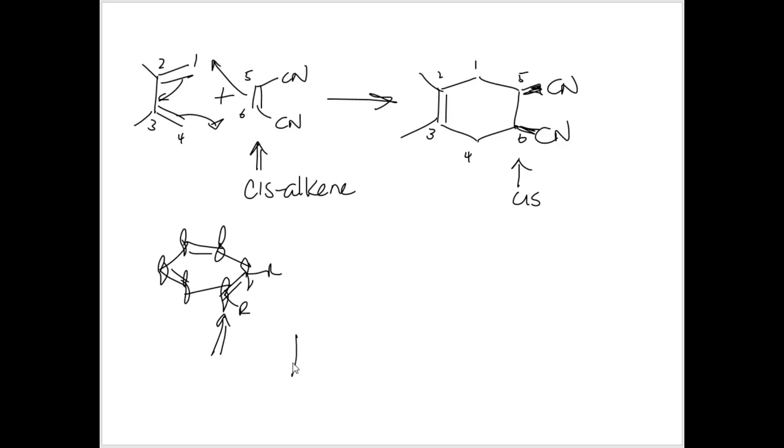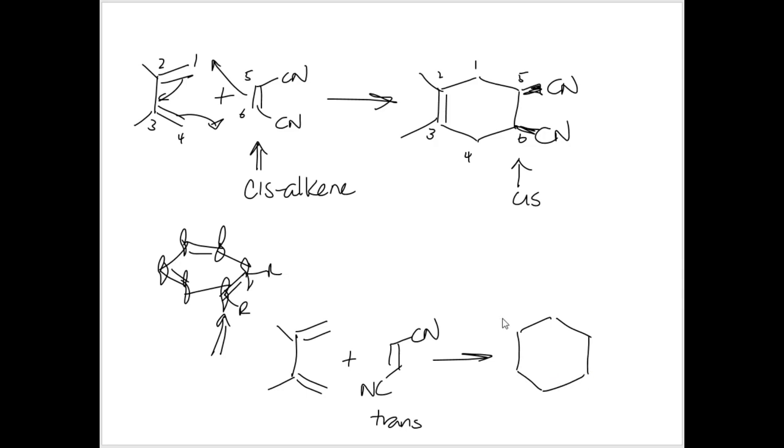Now, if I did that same reaction with now the trans alkene, then the product that I would make, right? So again, carbon 1, 2, 3, 4, 5, and 6, 1, 2, 3, 4, carbons 5 and 6. So off 2 and 3 are methyl groups. Double bond goes between carbons 2 and 3. Now, because the CN groups were trans, I would end up having those CN groups trans in the final product.